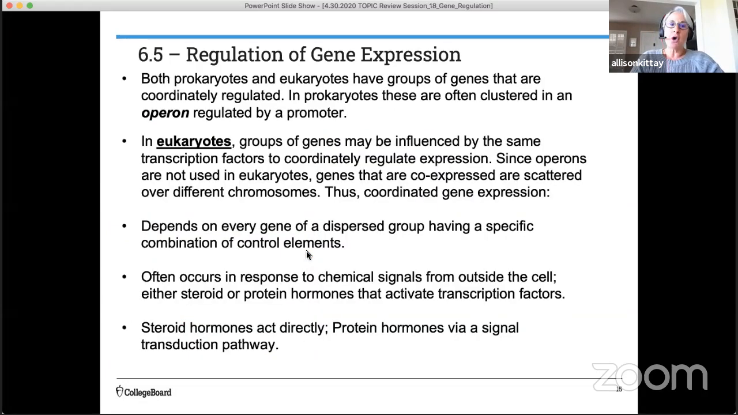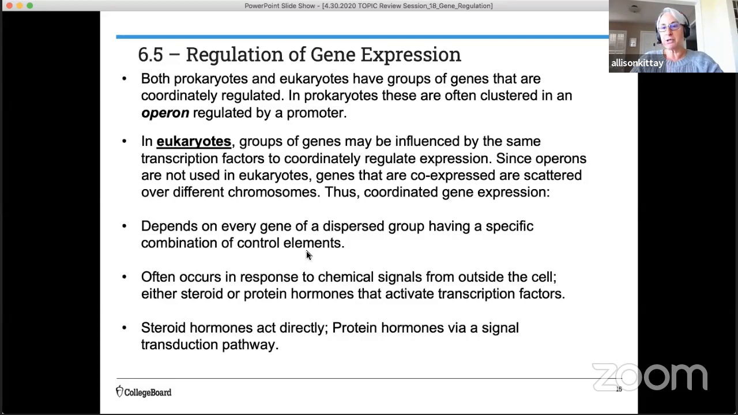Okay, so now we're going to talk about eukaryotes. In eukaryotes, groups of genes may be influenced by the same transcription factors to coordinately regulate expression. Since operons are not used in eukaryotes, the genes that are co-expressed are scattered across different chromosomes.